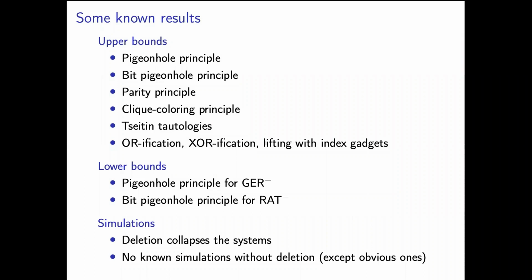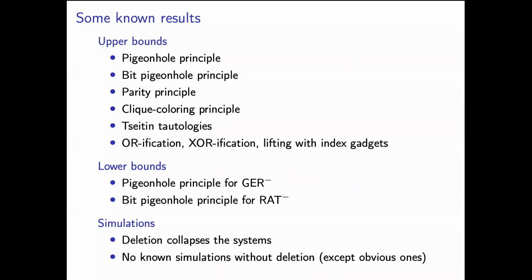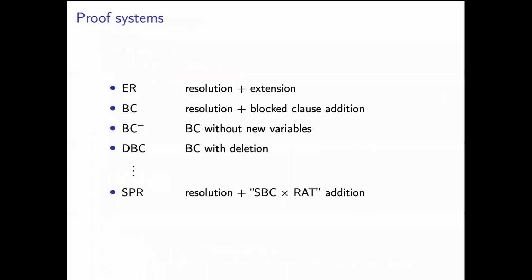Sorry, what do you mean by collapses? Collapses in the sense that everything simulates everything else if you're given deletion, even without new variables. I had a bunch of systems here. You could imagine something like DBC minus. This is like BC without new variables. So you have resolution, blocked clause addition, and the ability to just delete clauses.